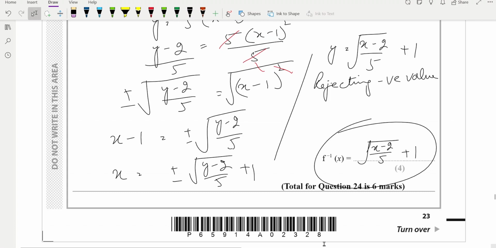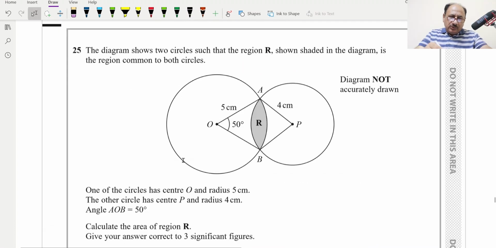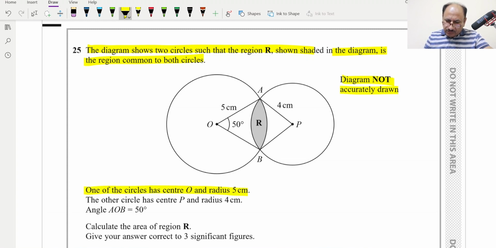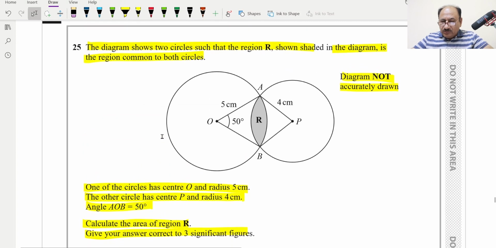4-mark question. Hopefully you understood this. Question number 25. The diagram shows two circles such that the region R shown shaded in the diagram is the region common to both circles. Diagram is not accurately drawn. One of the circles has center O, radius 5, and the other circle has center P and radius 4, and angle AOB is 50 degrees. Calculate the area of the region R. This is the first task, and give your answer correct to 3 significant figures. Okay, and this is basically the only task.